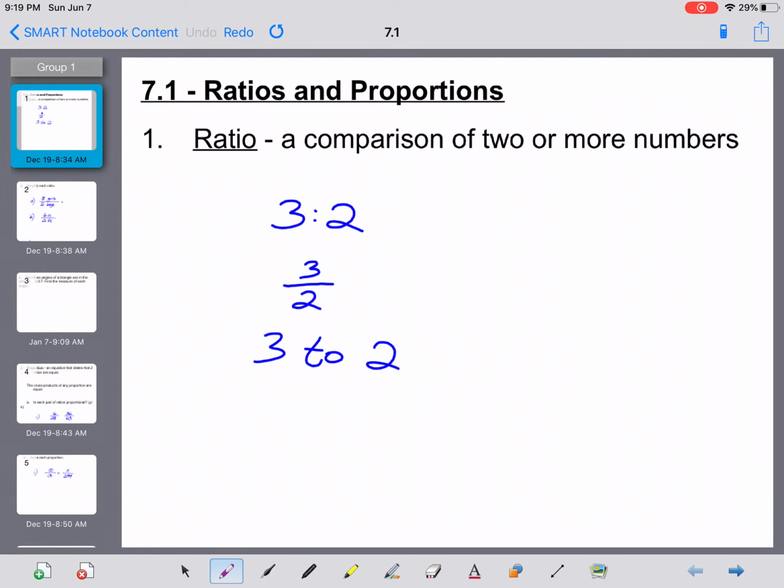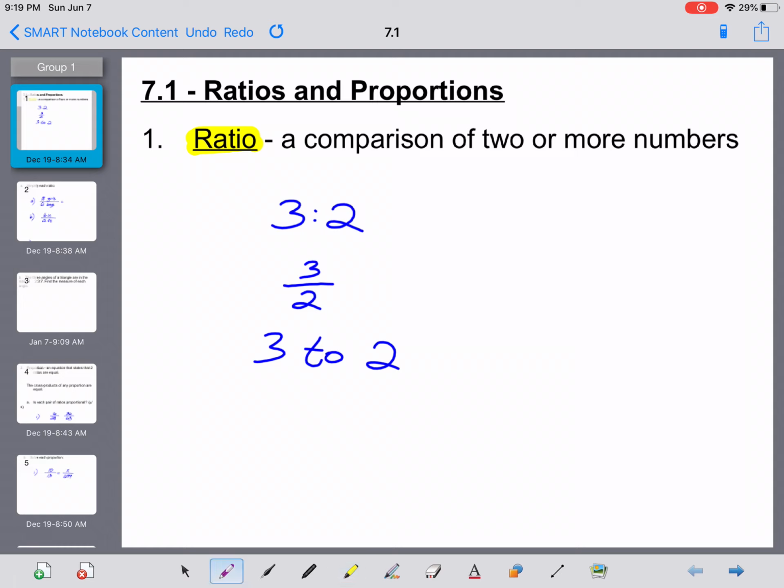All right, everybody, here we go, starting Chapter 7 off with Section 1, which is just on ratios and proportions. Shouldn't be too bad of a section for us. So the first thing we want to do is define what this word here, ratio, means. We're going to be using it a lot during the course of this chapter here.